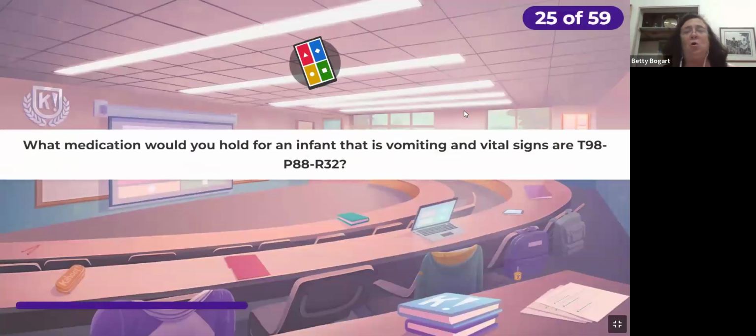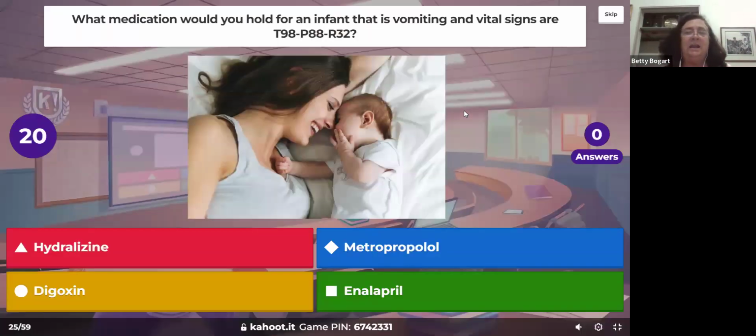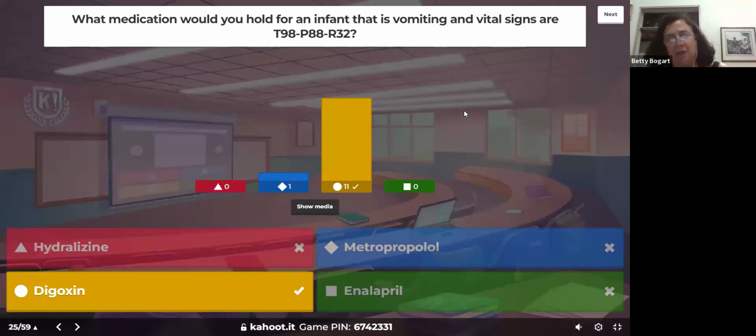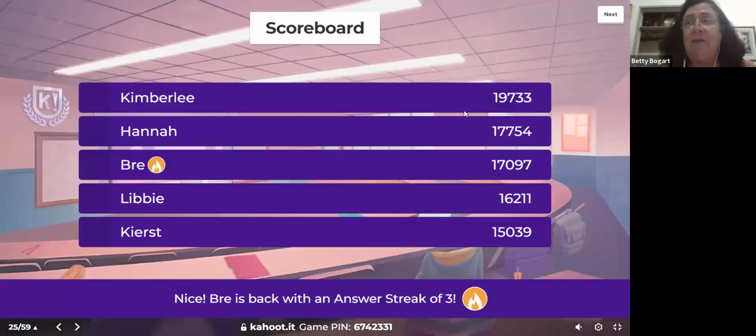What medication would you hold for an infant that is vomiting and vital signs are 98, 88, 32? By the way, all of these medications are used on children. There isn't children's cardiac medication, there's just doses made for children, like milligrams per kilogram. And yes, the keyword was vomiting, heart rate 88, digoxin. Hold it, call the doctor, get a dig level. Be safe, not sorry.